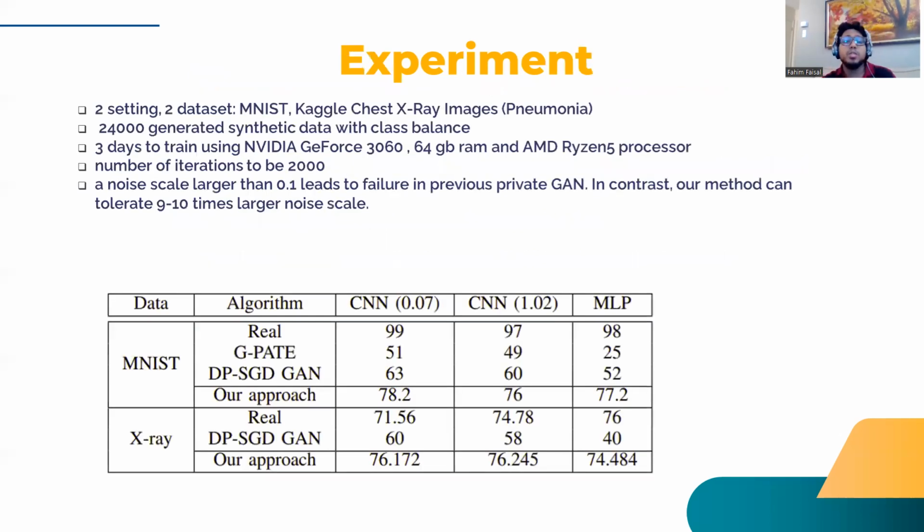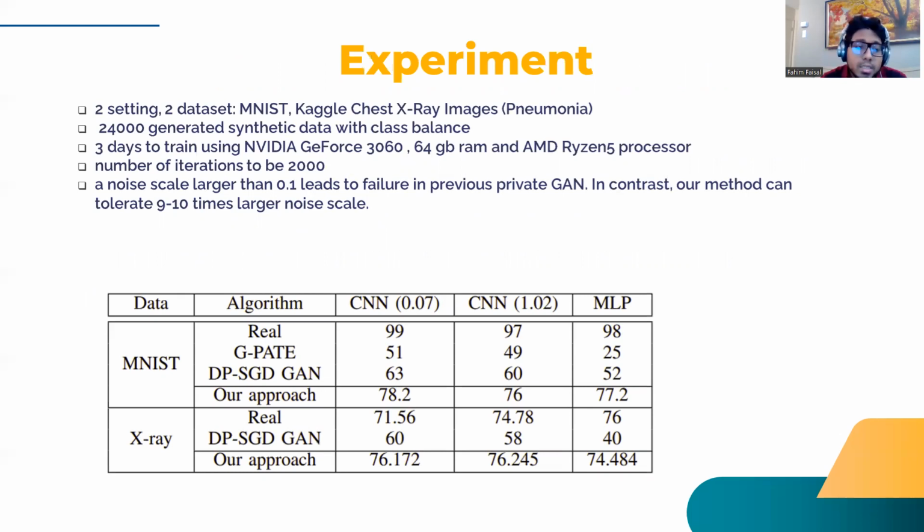In the experiment, we consider two settings. In one setting, we have used the MNIST dataset, because most of the previous differential privacy-based generators used MNIST and FMNIST, because they are low resolution. To compare the benchmark, we use MNIST, and for medical privacy, we use the Kaggle chest X-ray images, where we generated 24,000 synthetic data, and it took 3 days to train with a 3060 GPU, and the number of iterations was 2,000.